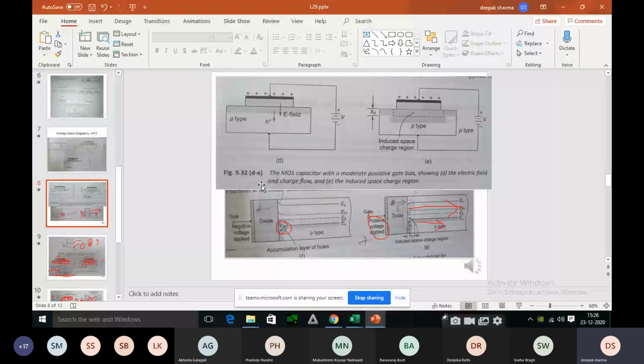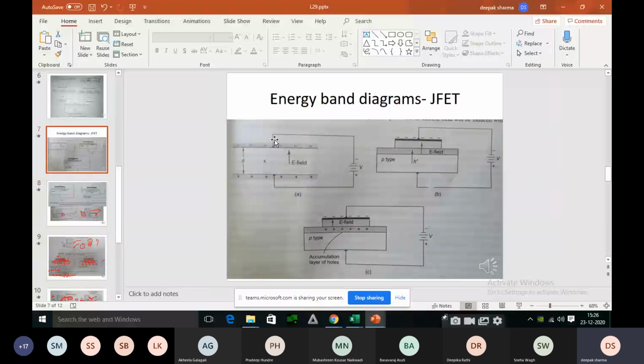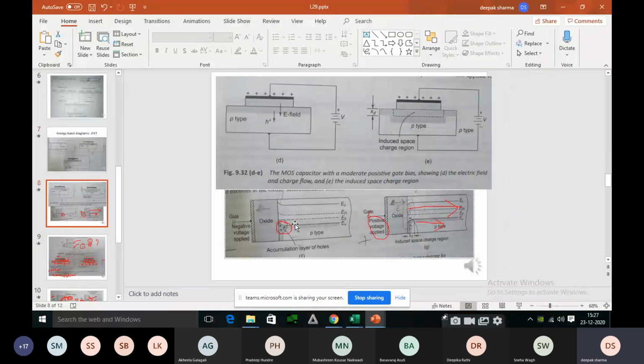So when I apply negative potential at the gate, holes will be accumulated in the substrate, that is represented in this diagram. Negative potential at the gate, holes will be attracted towards the oxide and substrate interface boundary, correct? So when holes are there, holes will always be in the valence band, electrons will always be in the conduction band, correct? So holes are the majority carriers here, hence the Fermi energy level EF, this dashed line, it is near to the valence band, correct? Because there are holes, correct?